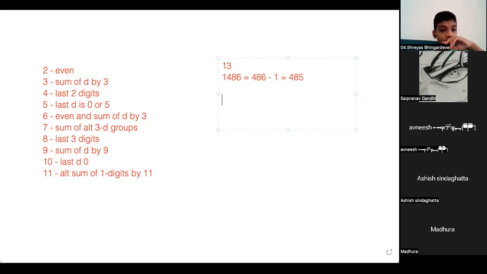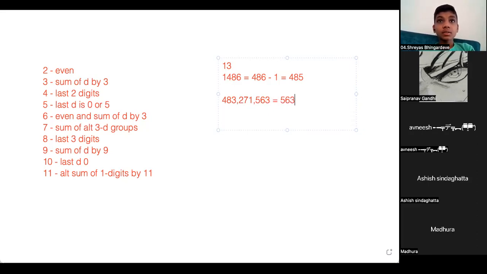So take any larger number. Who has not yet given? Ashish, give a number, and you only have to do the alternating sum after that. How many digits? 9 digits. Okay. 4 8 4 8 3 2 7 1 7 1 5 6 5 6 3. So what will you do? Groups of 3 digits.